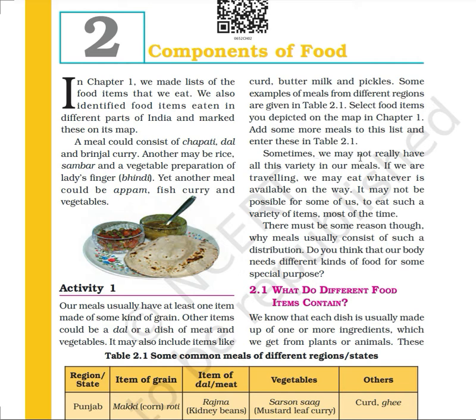Sometimes we may not really have all this variety in our meal. If we are traveling, we may eat whatever is available on the way. Like if there is a veg restaurant, you will eat only veg food, and if there is your favorite ice cream, you can eat your ice cream. It may not be possible for some of us to eat such a variety of items most of the time. There must be some reason though why meals usually consist of such a distribution. Do you think that our body needs different kinds of food for some special purpose?